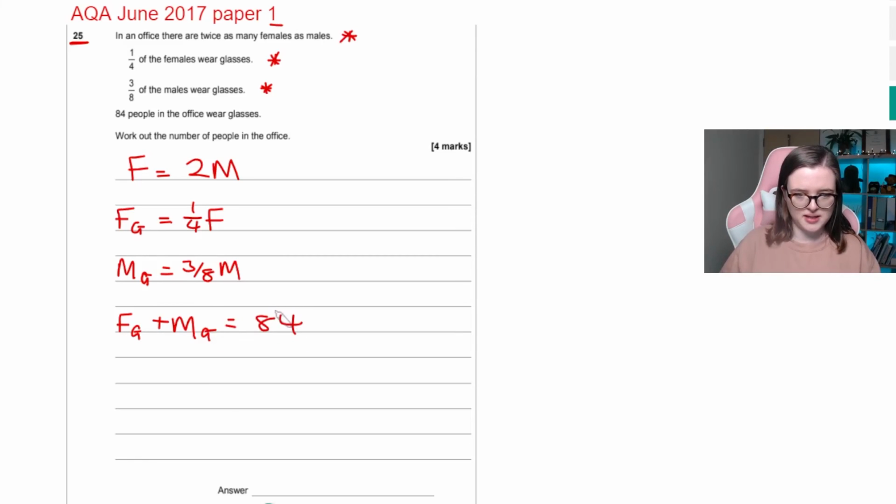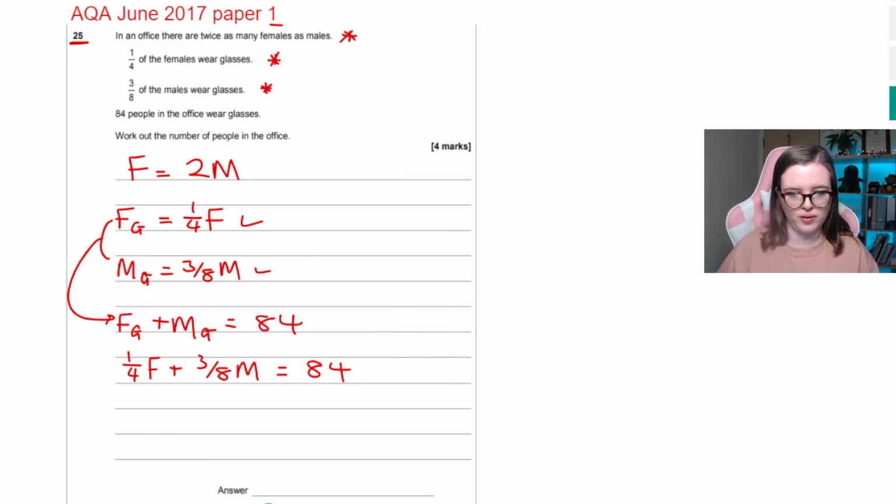Okie dokie then. And then we can start putting all these equations together, combining them all into one equation. So let's put these two into there. Females who wear glasses, that's a quarter of all the females. And the males who wear glasses, that's 3/8 of all the males. And that is 84. Okay, and then that's those two put in.